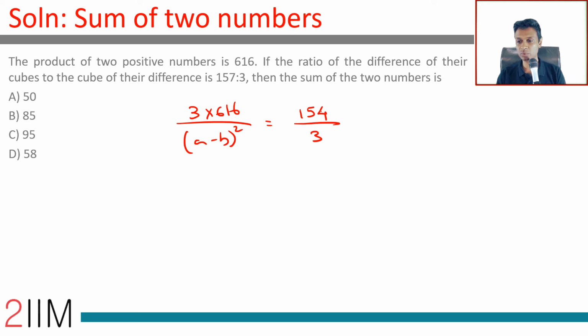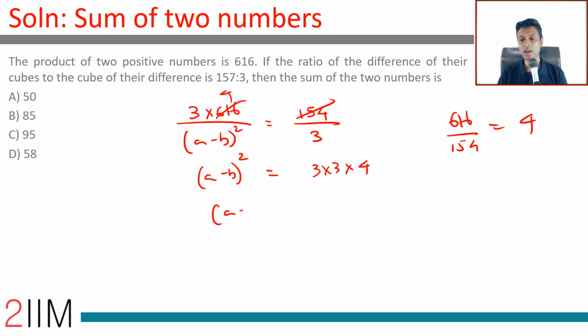616, 154. 616 by 154 is 4. Or A minus B whole square is 3 into 3 into 4. A minus B, this is 36, the square root of this, plus or minus 6. We've assumed A to be larger, therefore it is 6. So we've got A minus B is 6.